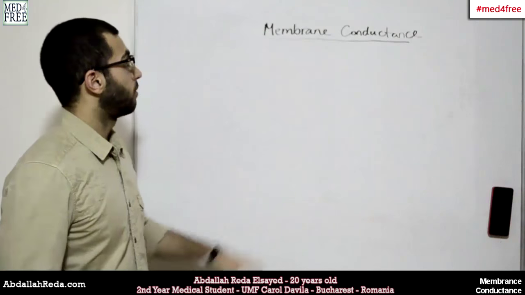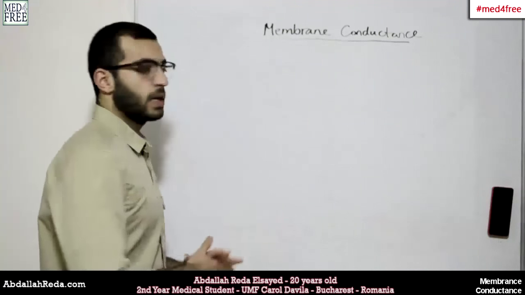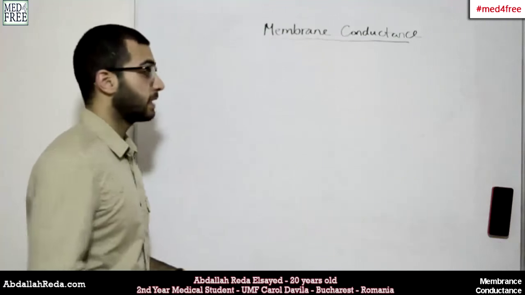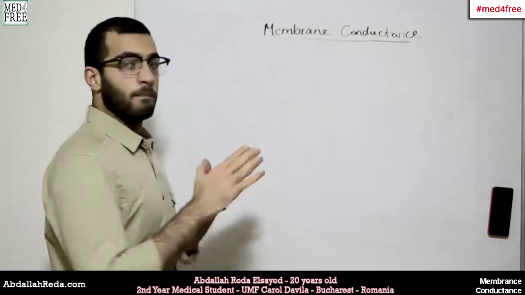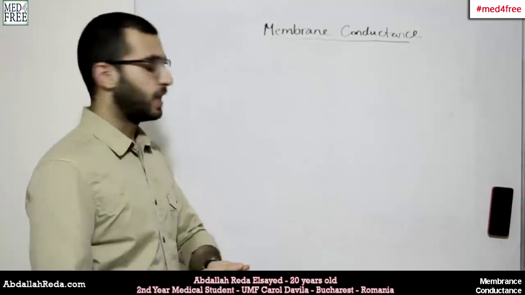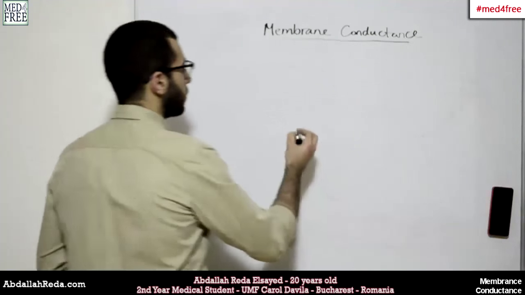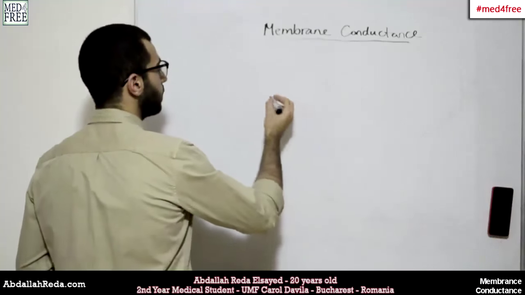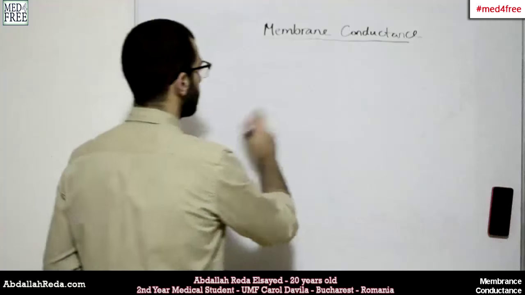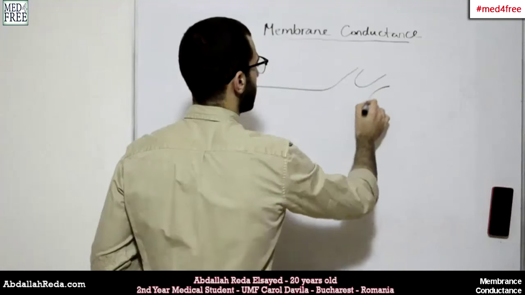This time I'm going to talk about membrane conductance. By membrane conductance we mean the capacity of the membrane to conduct the transferring of ions from one side to the other. So by that we mean, for example, if we have a nerve cell, a neuron, and that neuron goes like that.